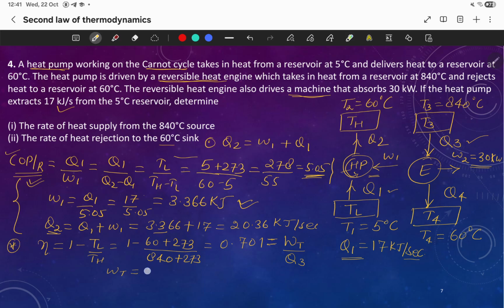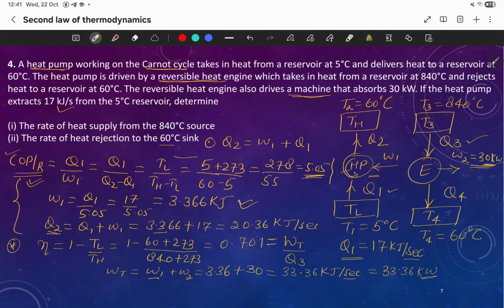You can see work total will be W1 plus W2. W1 we have calculated from here. This is the work required to run the heat pump. This is 3.36 plus 30, we will get 33.36 kilojoule per second. Okay, this is given in kilowatt. What does kilowatt mean? Kilojoule per second. Okay, and 33.36 kilowatt.